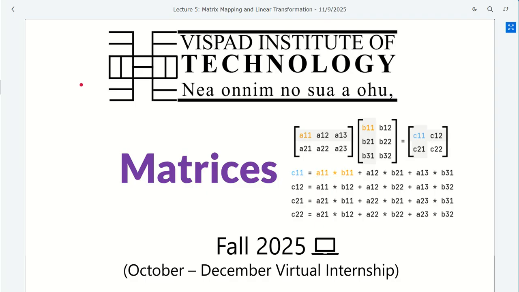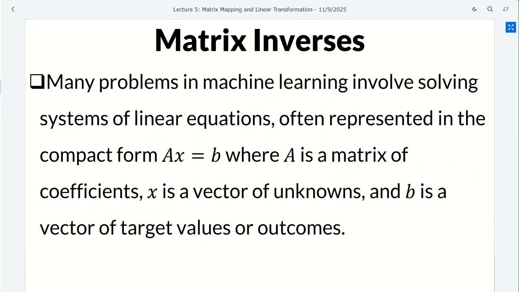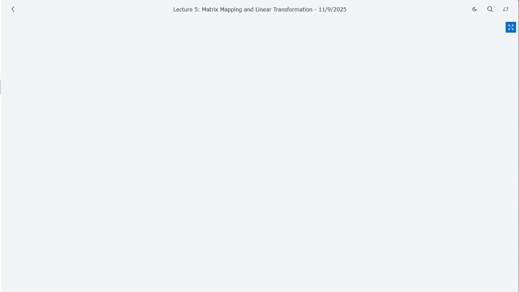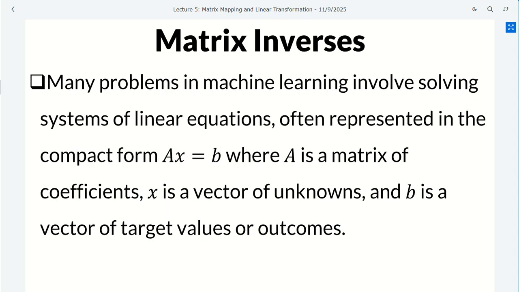We want to continue from where we left off last time, still on matrices, but today we'll be talking about linear transformation, which is matrix mapping and linear transformation. Last time we got to matrix inverses. Let's talk about it. We'll still talk about this later on, where we'll be talking about determinants, properties of determinants, and how determinant is very, very important in linear algebra and machine learning.